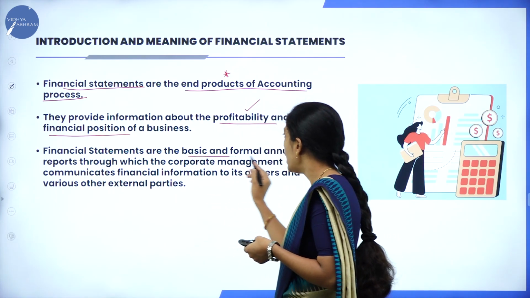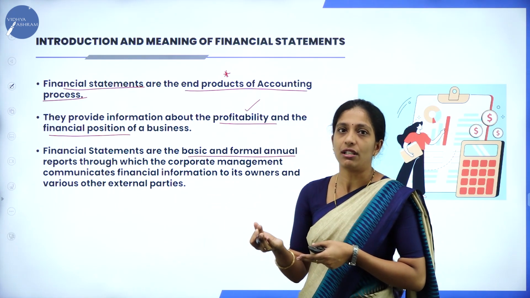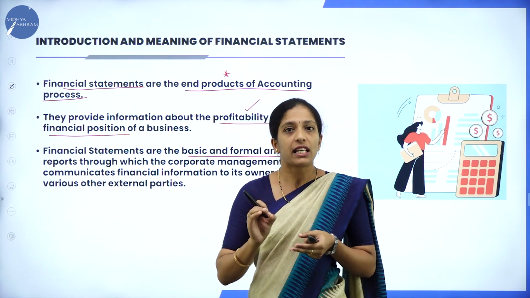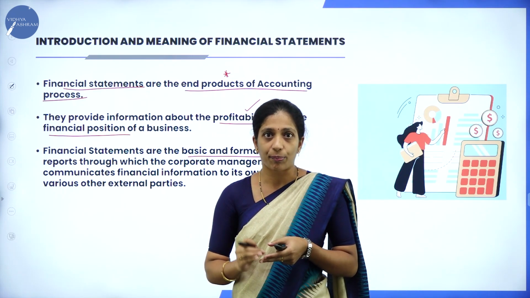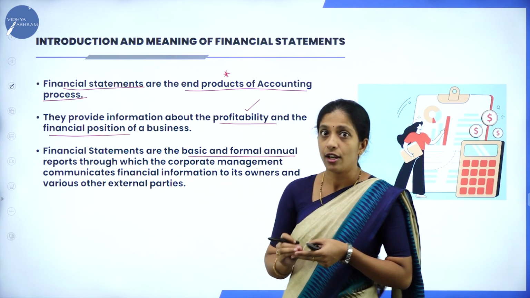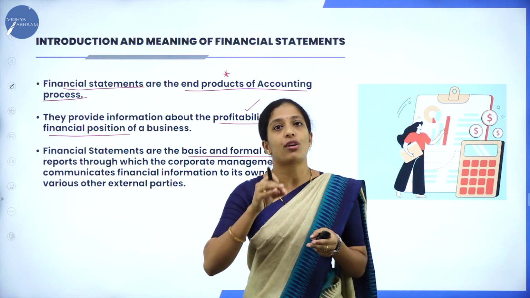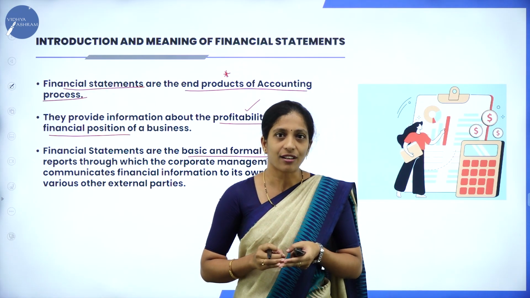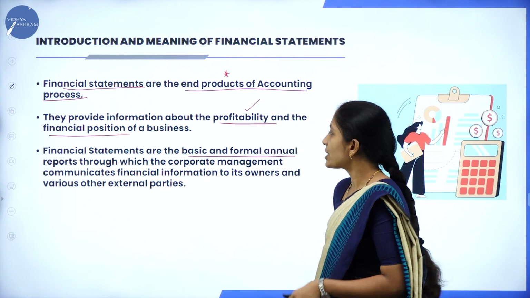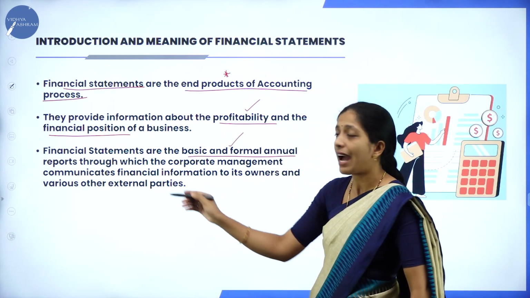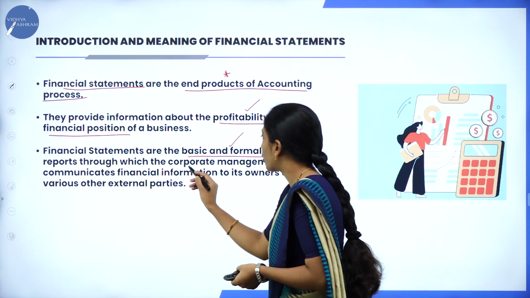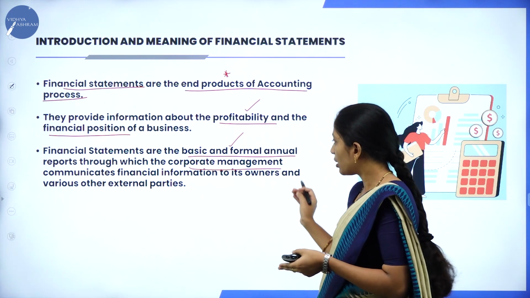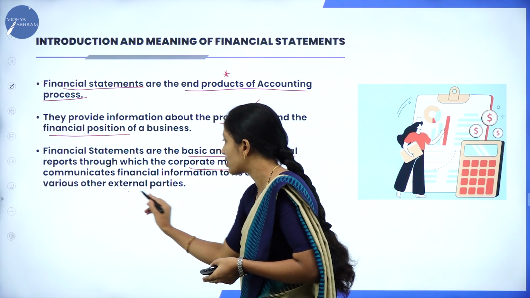Financial statements are the basic and formal annual reports. Why is it called an annual report? For a particular year, we prepare the financial statement, that is, at the end of the financial year. So the transactions of the whole year are ascertained and we prepare that financial statement. Financial statements are the basic and formal annual reports through which the corporate management communicates financial information to its owners and various other external parties.